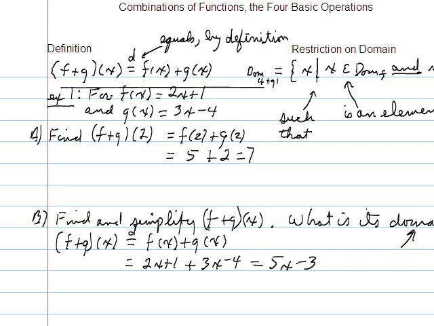Much easier than first computing 2x minus 1, then computing 3x minus 4, and then putting them together. Here we just have one formula to do to go straight to the answer. So that's why you use composite functions.